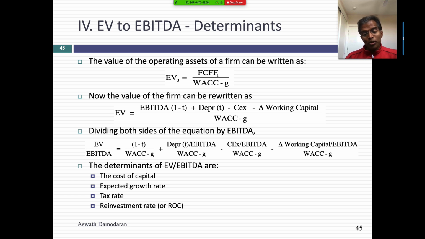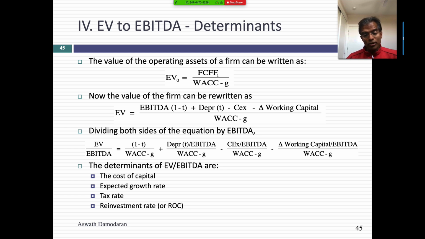I've said this before, but I'll say it again. Most companies that look cheap deserve to be cheap. So when you see a company trading at a low EV to EBITDA, most of the time it deserves to trade at that low EV to EBITDA, either because it has a high cost of capital, a low growth rate, a high tax rate, or a low return on capital.